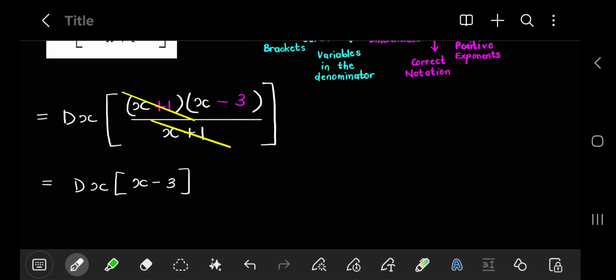As I've mentioned earlier on in the video, with this particular notation, once you differentiate, you omit the notation. So dx and the square brackets fall away, and we can now differentiate. The derivative of x is 1. The derivative of negative 3 is 0. So your final answer here is 1.